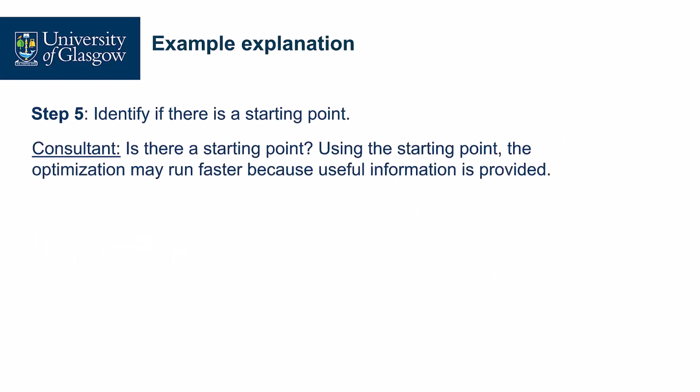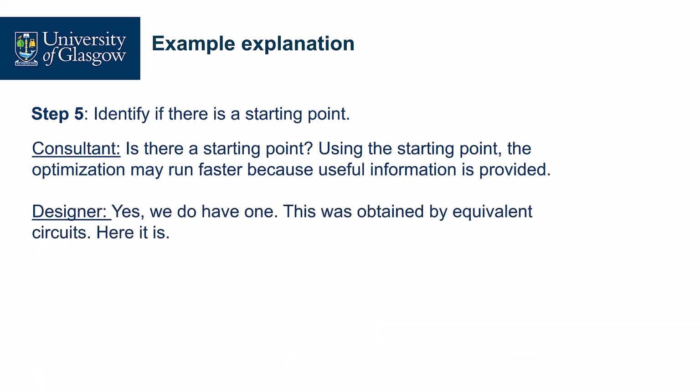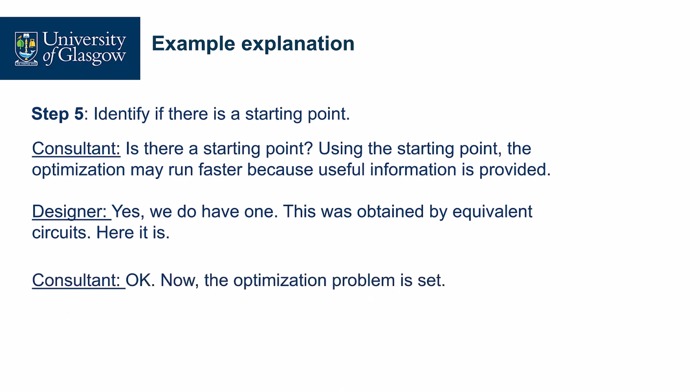You can ask him if there is a starting point. Using the starting point, the optimization may run faster because useful information, that is the starting point, is provided. Sometimes there is, sometimes there is not. And in this case, there is. The designer said, okay, yes, we do have one. This can be obtained by the equivalent circuits. So he can provide you a starting point by the equivalent circuit method. So for the starting point of this optimization problem, you can say, okay, now the optimization problem is set.